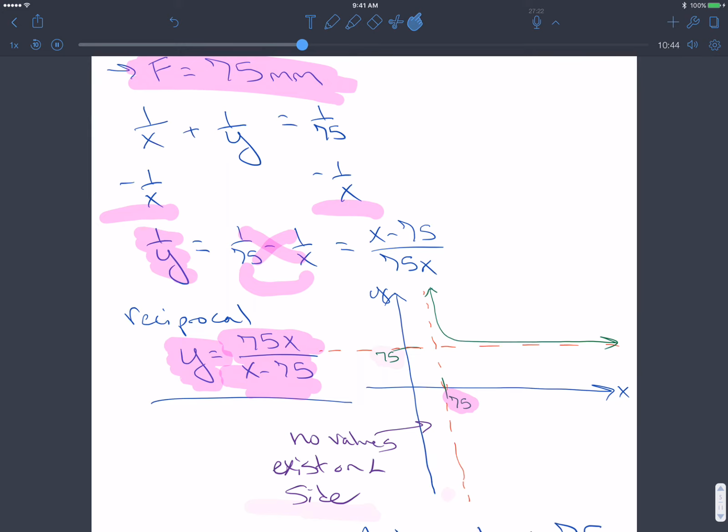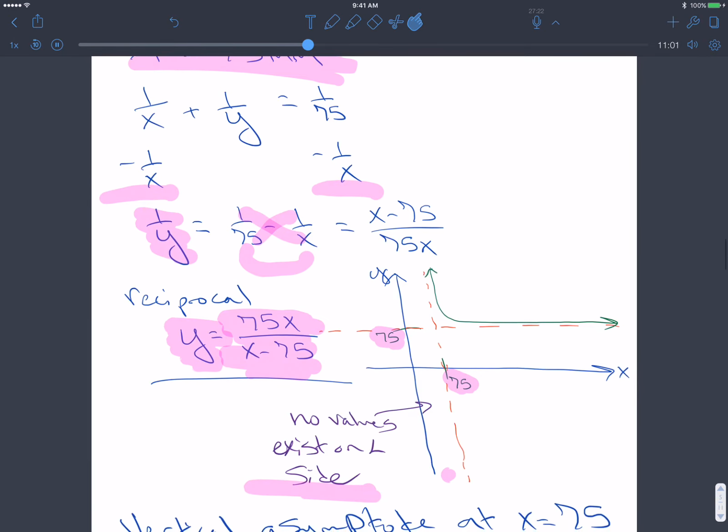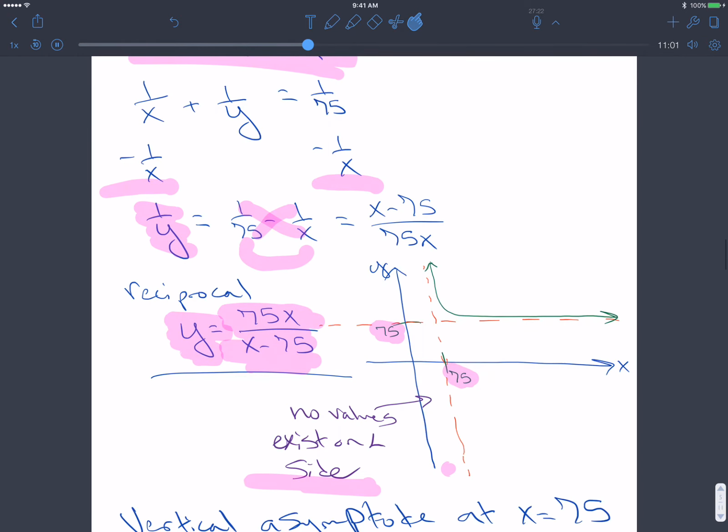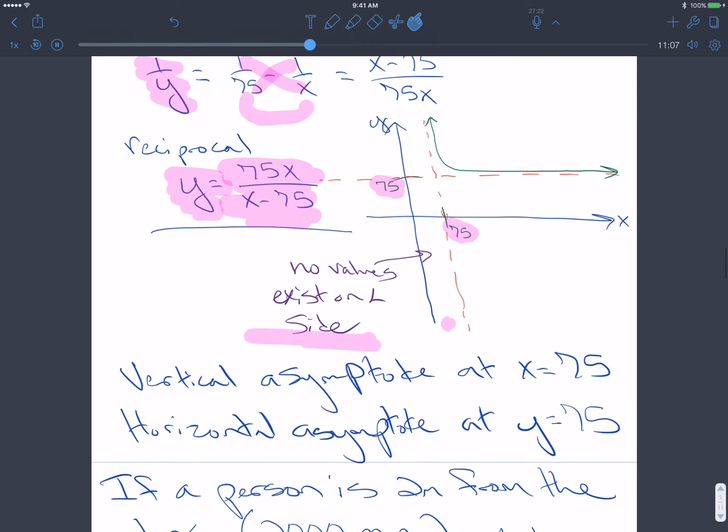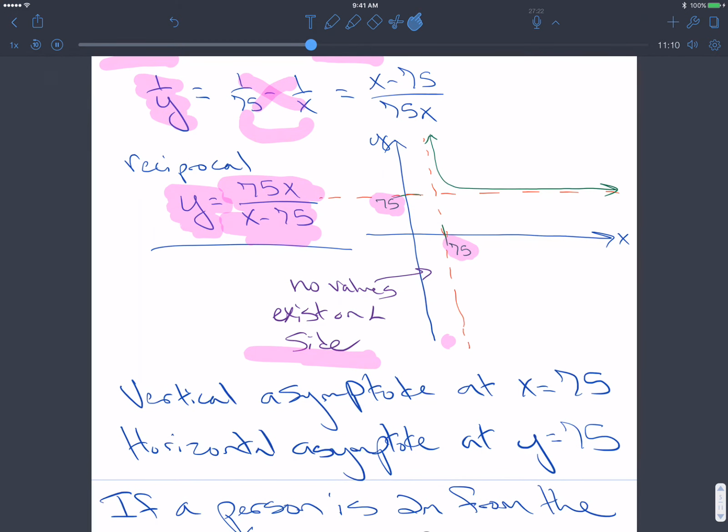It's not actually going to ever equal 75. That's why it's a horizontal asymptote. It's approaching it, but it never reaches it. So that's what this one is, right? Notice that I didn't sketch in a left side of the graph. There's no values on the left side of the vertical asymptote because no image is actually going to be produced if the object is not more than 75 millimeters away from the actual lens.